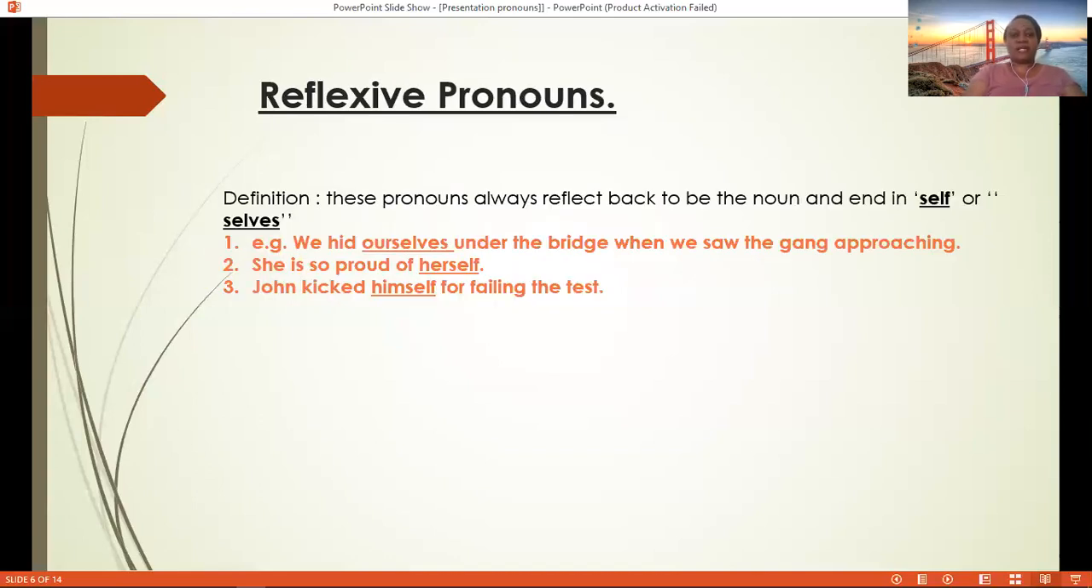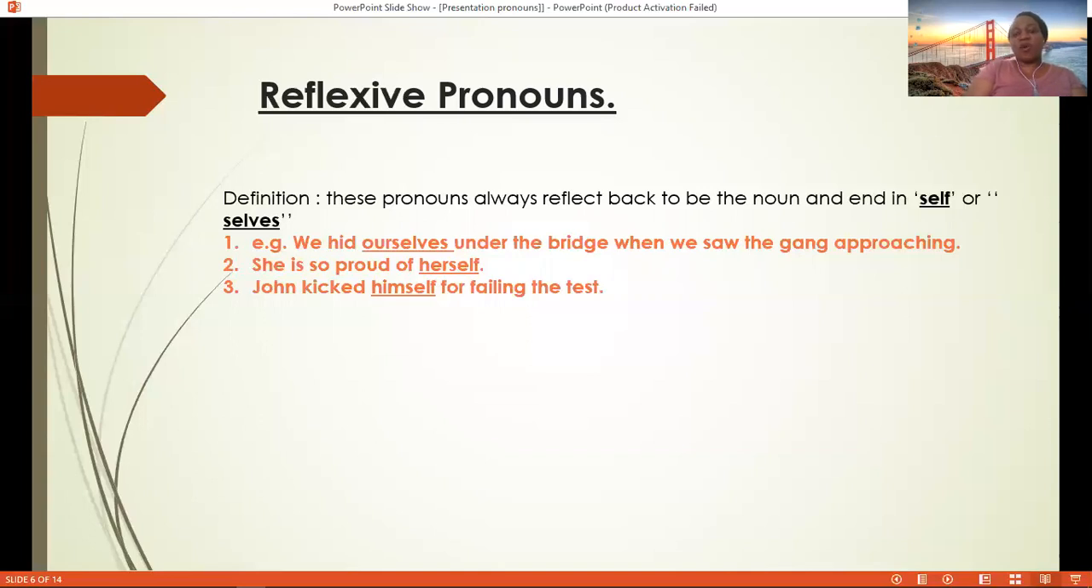Reflexive pronouns. These pronouns always reflect back to the noun and end in self or selves. They refer back to the noun and they will end in self or selves. Let's look at examples. We hid ourselves under the bridge when we saw the gang approaching. Ourselves being the reflexive pronoun.